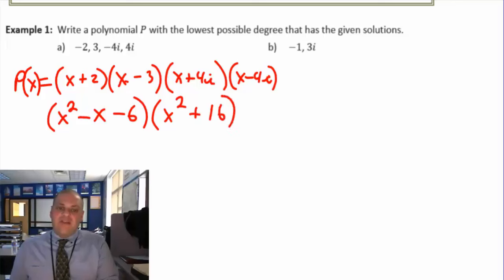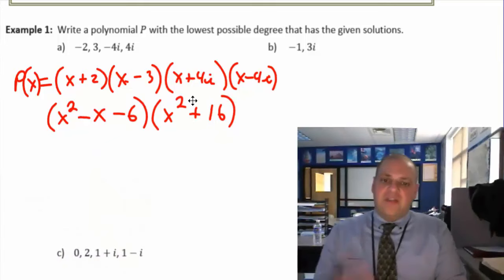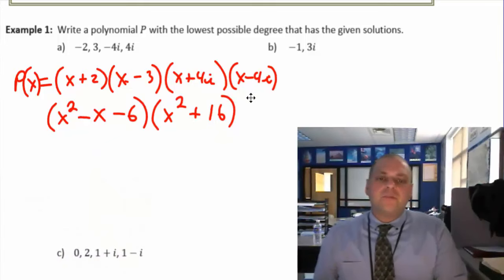Hopefully you're getting the idea. When you get a 4i times a negative 4i, that's plus 16. 3i times negative 3i, plus 9. 5i times negative 5i, plus 25. Getting the hang of it there? Shortcuts.